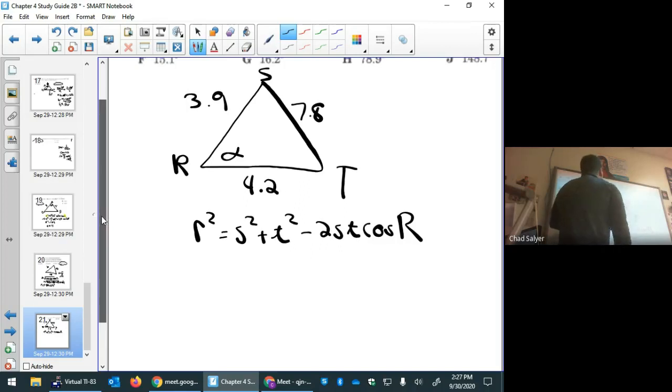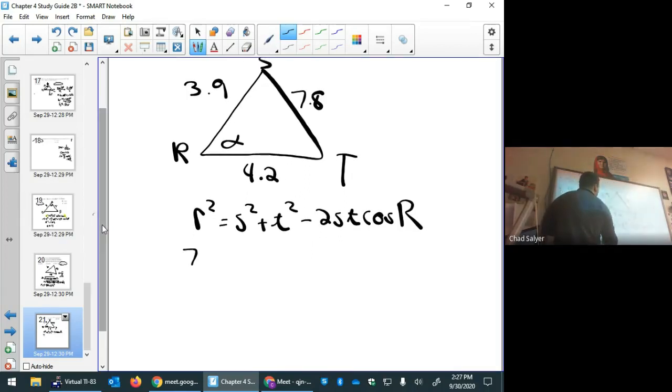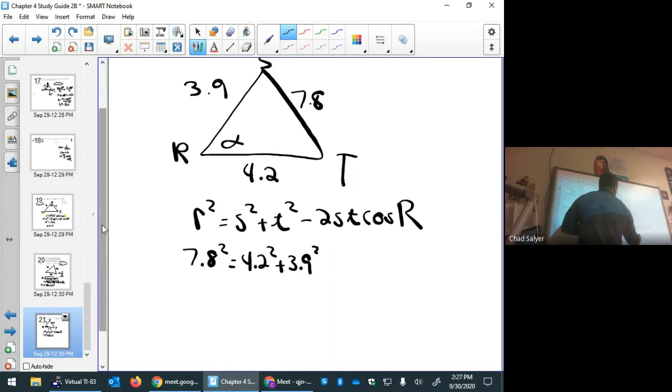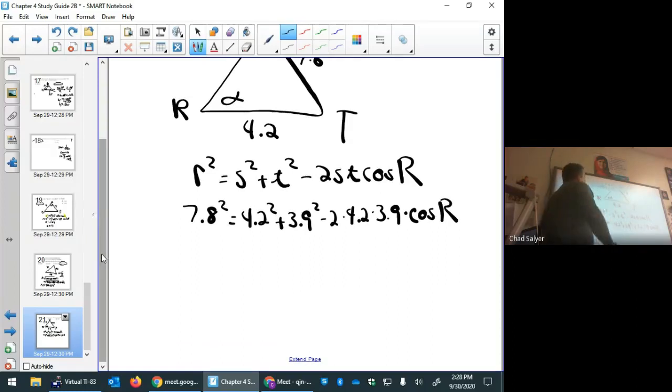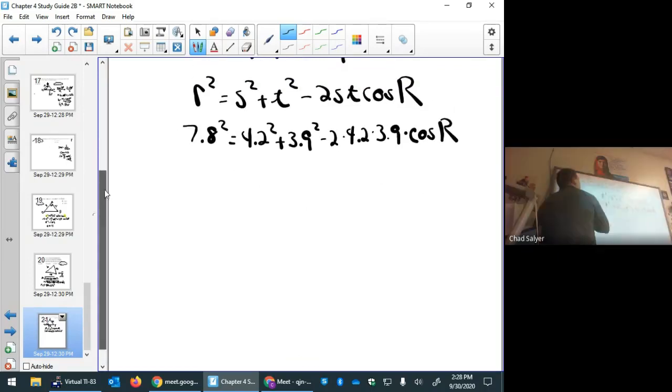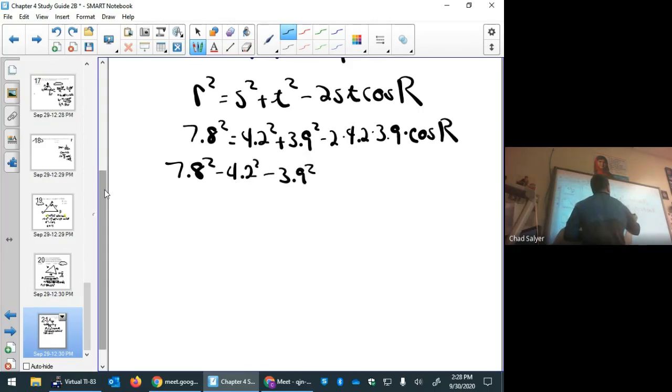So we know everything but the angle for this. So this is 7.8 squared equals 4.2 squared plus 3.9 squared minus 2 times 4.2 times 3.9 times cosine R. This is really easy to make a calculator error or a simplification error once you get it into this format, so be really meticulous. I'm going to subtract away 4.2 squared and 3.9 squared from each side to get the following.